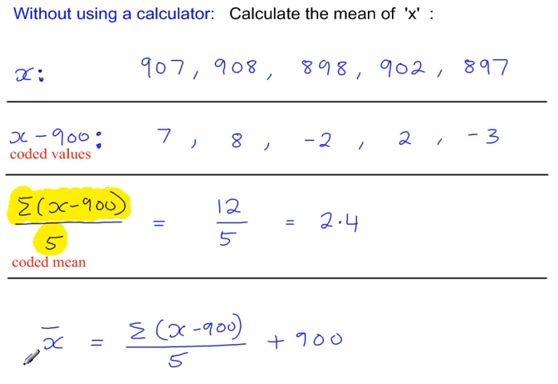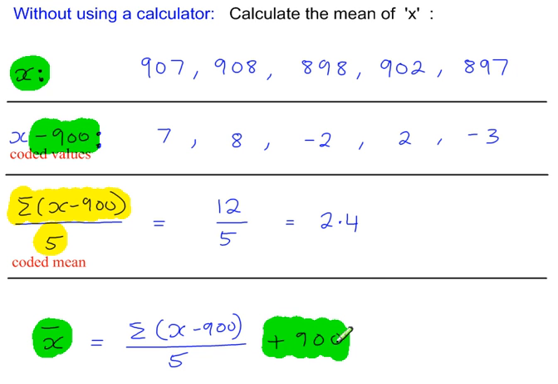To work out the actual mean of our original data, which was represented by x, so that's the mean of the original data, we're going to undo this change here. Because we subtracted 900 at some point, we're now going to add 900 to our coded mean to get the actual mean. So the coded mean is 2.4 plus 900, so that gives us 902.4. This is the actual mean of the original data values.